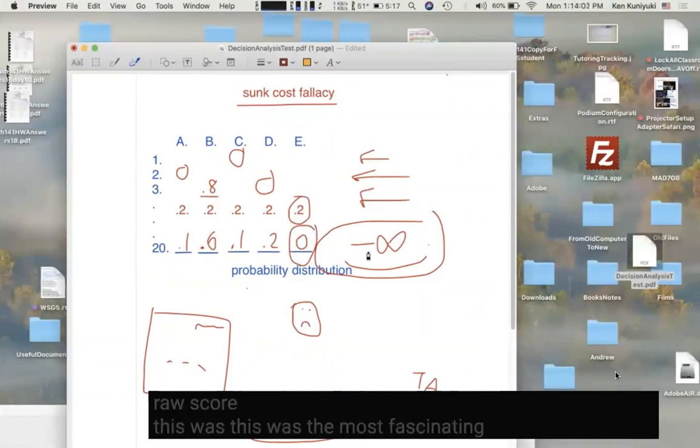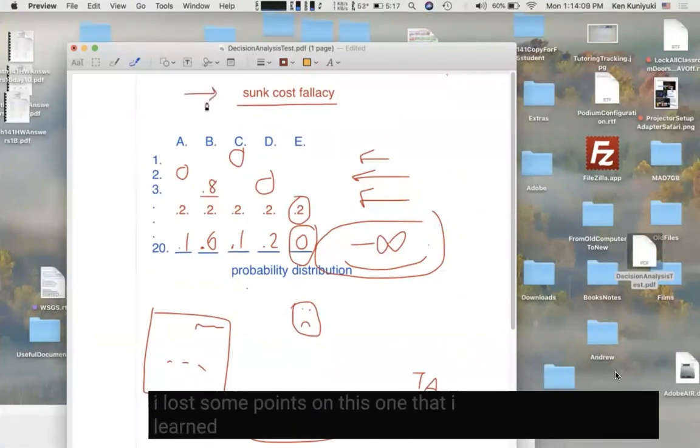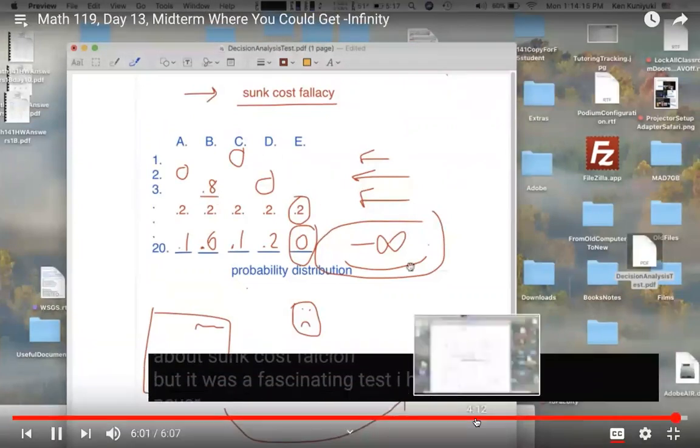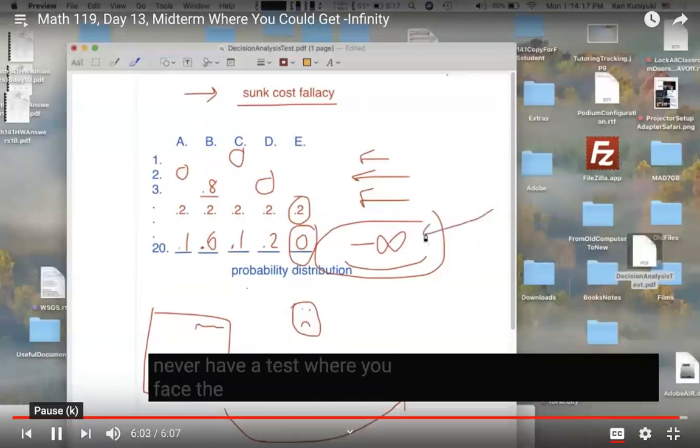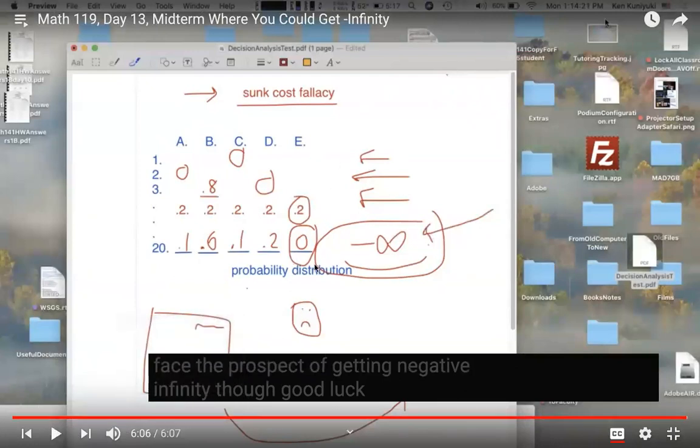This was the most fascinating test I ever took. I did pretty well on it, although I lost some points on this one that I learned about sunk cost fallacy on. But it was a fascinating test. I hope you never have a test where you face the prospect of getting negative infinity, though. Good luck. Okay. So I just add that in. It was an interesting test. You assign a probability distribution to each problem. Or turn in a blank sheet. They did better than some of the people who did this.